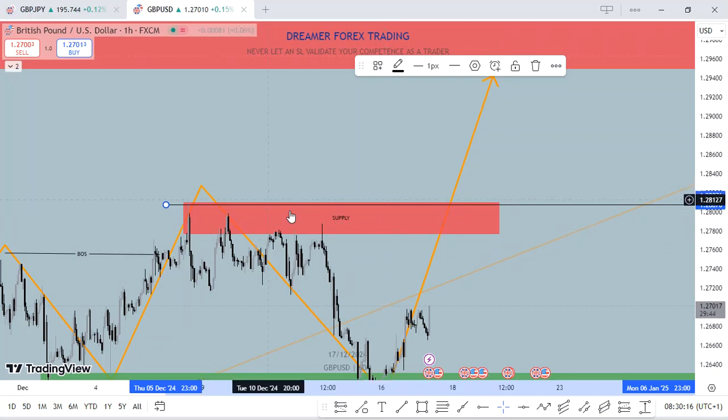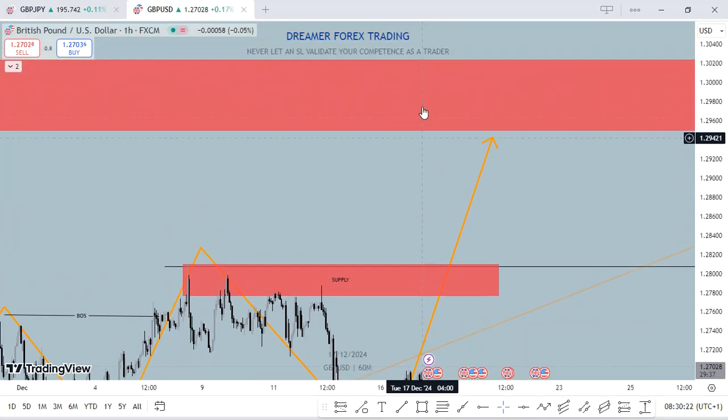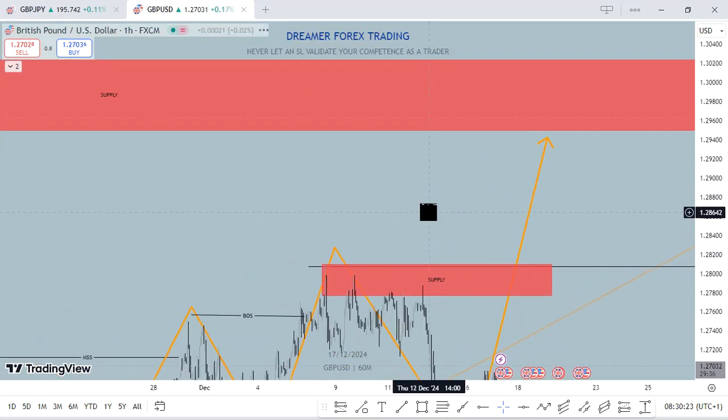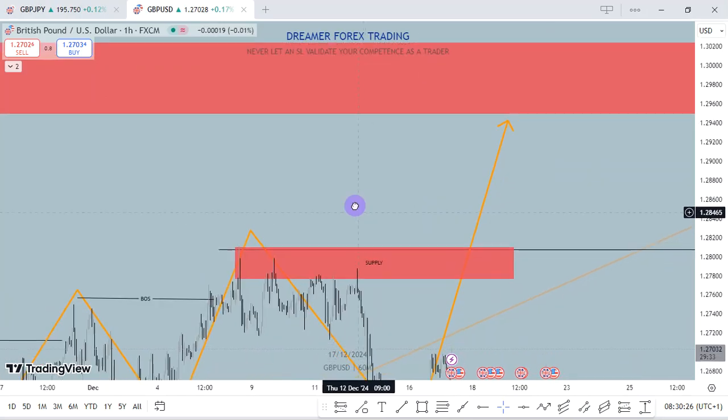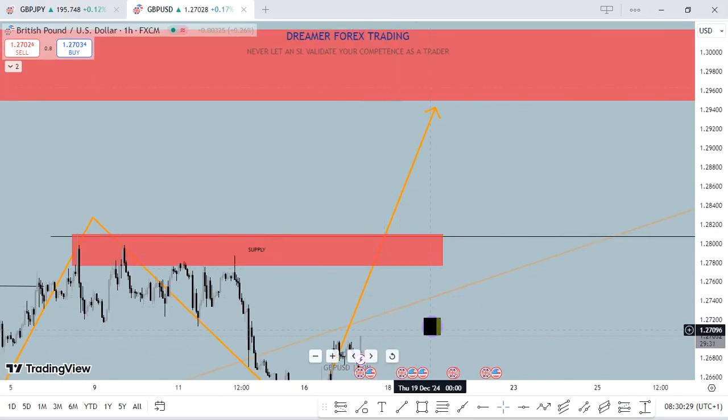Then once price breaks out of it and then comes back for a retracement, I can book for my buys all the way to this particular point, this second supply zone here. So this is basically, sorry about that, this is basically what I would be doing in this particular trade.